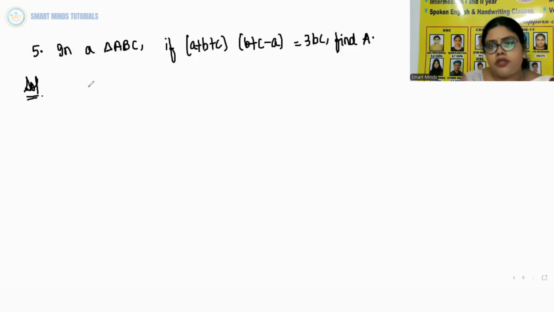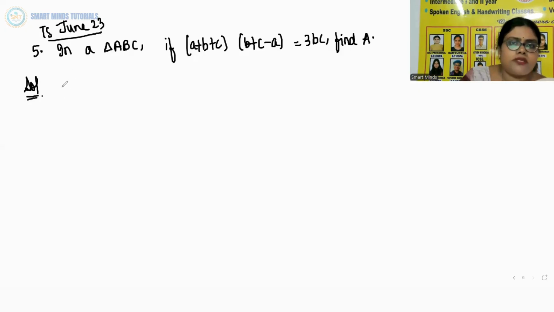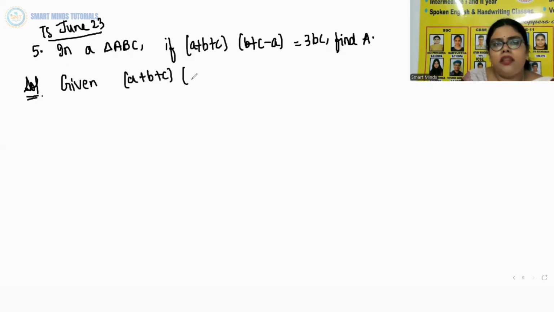Take the next question. In a triangle ABC, if (a plus b plus c) into (b plus c minus a) is equal to 3bc, then find A. This question was last asked in TS June 23. So first let us write down what is given to us. Given (a plus b plus c) into (b plus c minus a) is equal to 3bc.